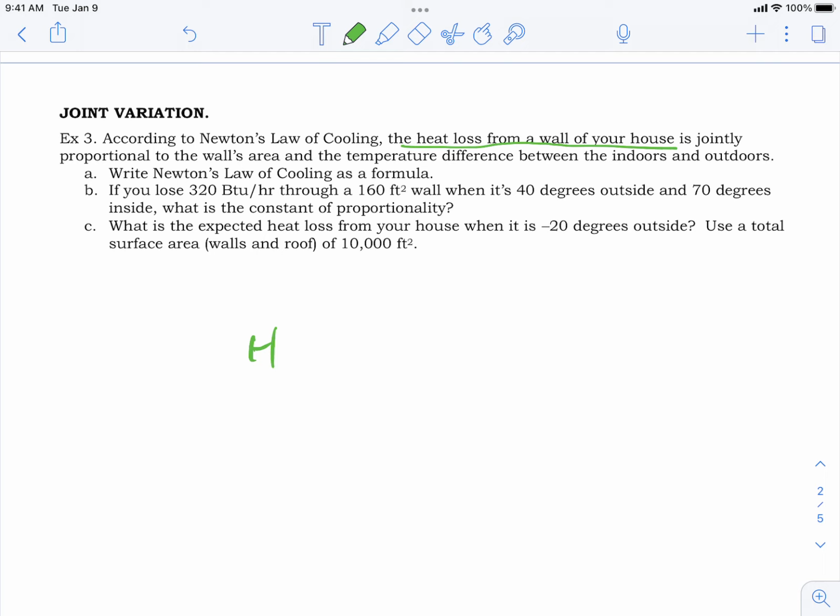Heat loss is. Now, when they say jointly proportional, is it going to be k times? Is it going to be k over? What's it going to be? It's going to be k times again. So it's kind of like direct variation. It's just that we got more than one thing coming after the k. It's jointly proportional to the wall's area. How about we use an A for area? And the temperature difference.